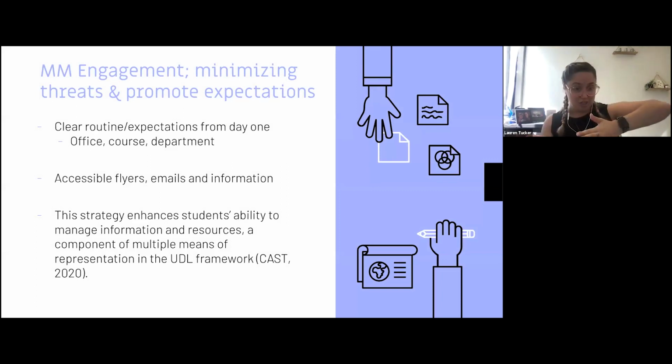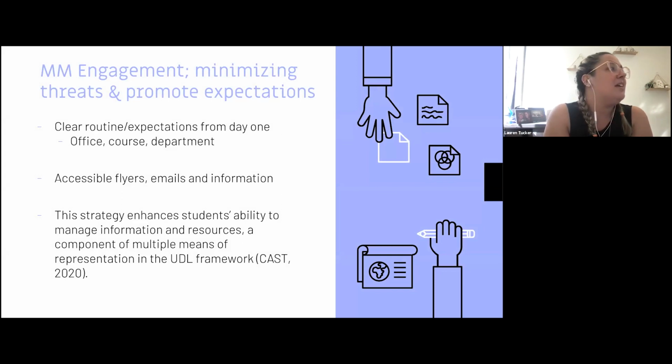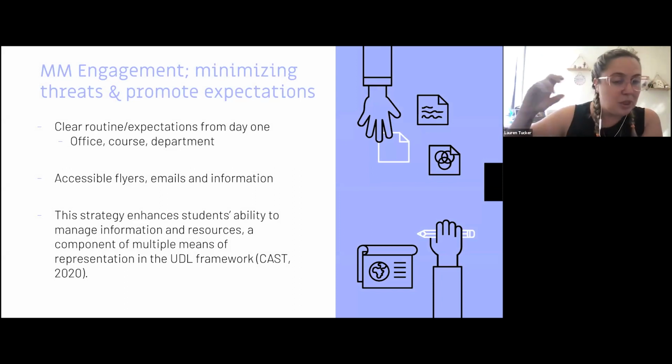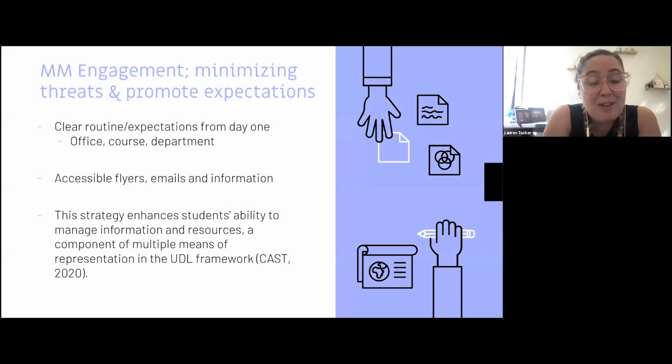So now I'm going to transition. So that was multiple means of representation, shows sharing information. And now I'm going to look at multiple means of engagement. And on my title of my slide, I also have minimizing threats and promoting expectations. The Universal Design for Learning Guidelines has broken up the 3 major components into subtopics. So there are many subtopics available.